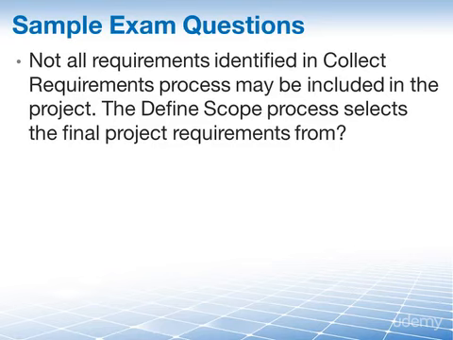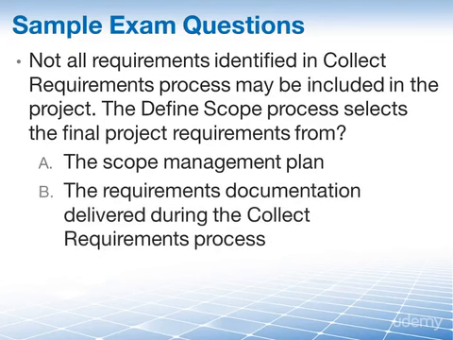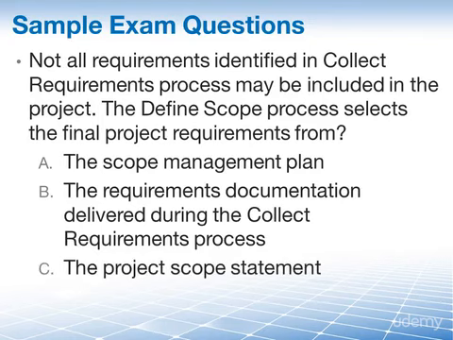Here it is. Not all requirements identified in collect requirements may be included in the project. The defined scope process selects the final requirements from, is it A, the scope management plan, B, the requirements documentation which was delivered during the collect requirements process, C, the project scope statement, or is it D, acceptance criteria? Again, I'll give you a few seconds here for this.